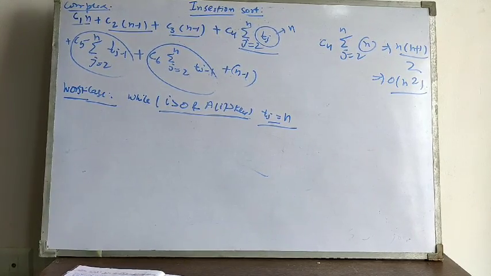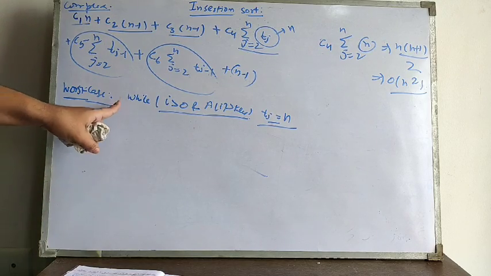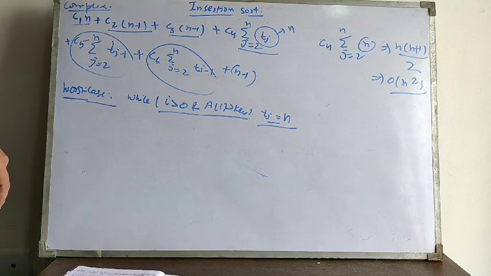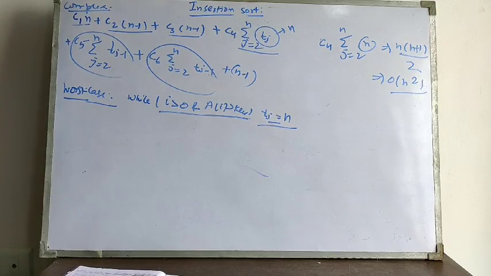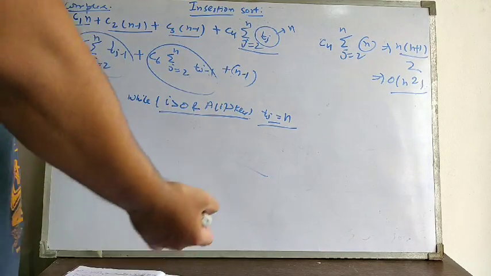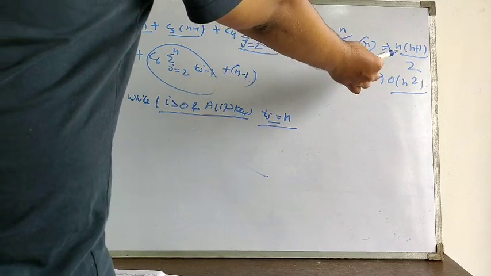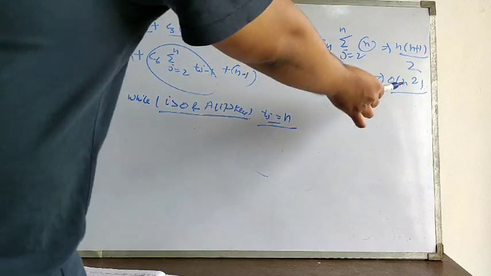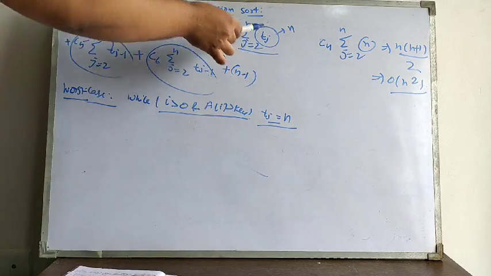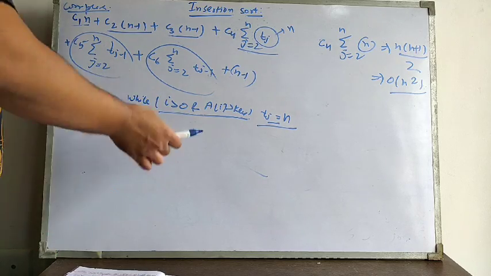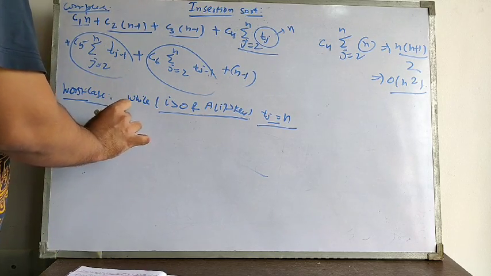Now let's calculate the worst case time complexity for this algorithm. In the worst case, this while loop will execute n times. So if this executes n times, then Tj will be n. If I calculate this Tj by summation series, this will be C4, j equal to 2 to n, which gives n into n plus 1 by 2. So this will be order of n square. If any term in this complete statement is in the form of order of n square, then the total complexity will be order of n square.